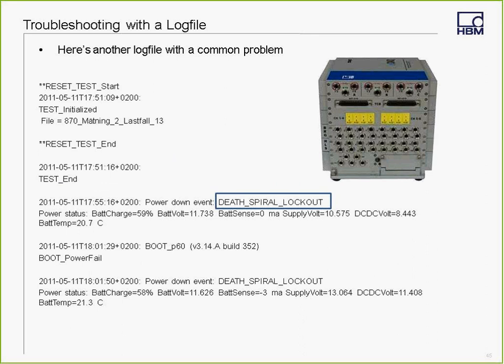Okay, here's another log file with a common problem showing our infamous death spiral lockout. Okay, please note that there wasn't a test running when this happened. I mean, this death spiral lockout is going to occur whenever that power scenario that we talked about previously occurs.